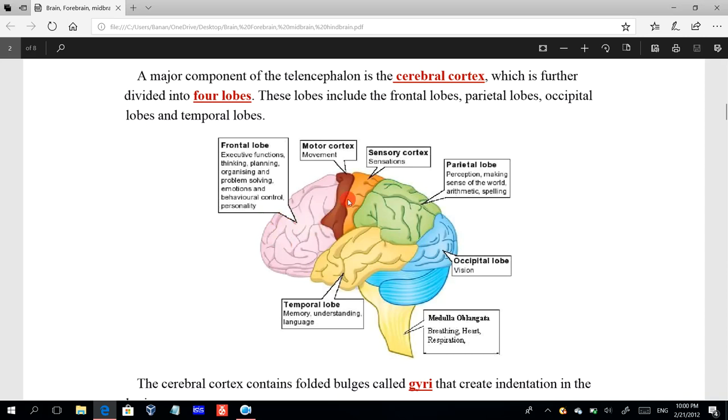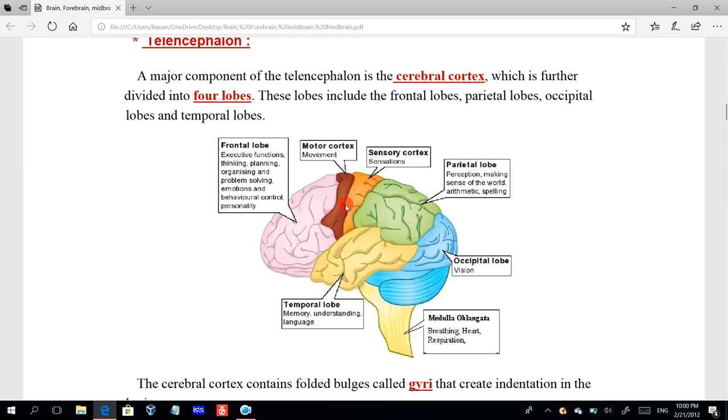And we have certain sulci that separate the lobes of the brain from each other. You see this sulcus here, extending to the temporal lobe. This sulcus is called the central sulcus because it is approximately in the center of the brain. So it is called the central sulcus.